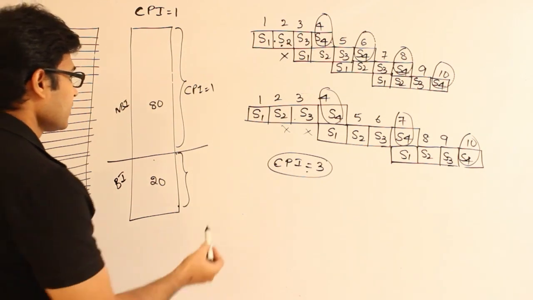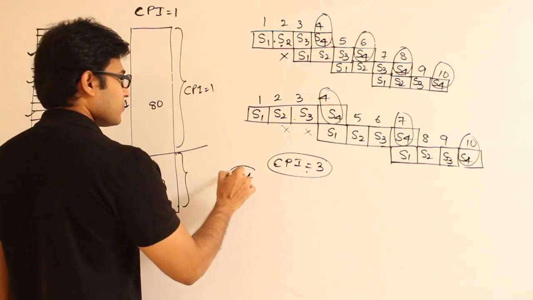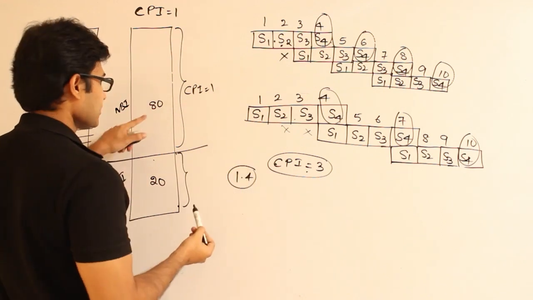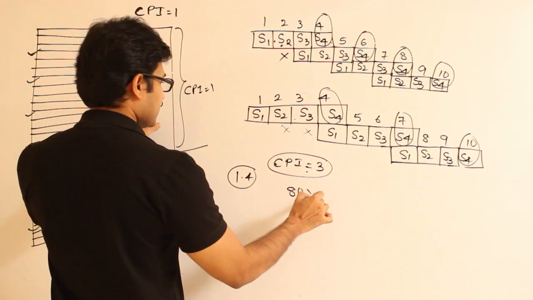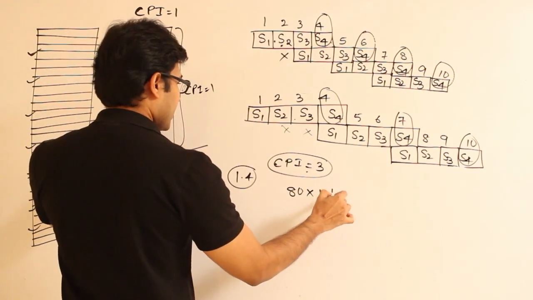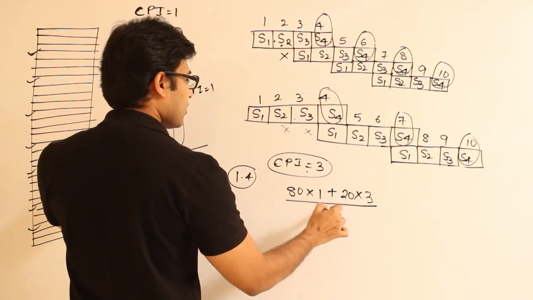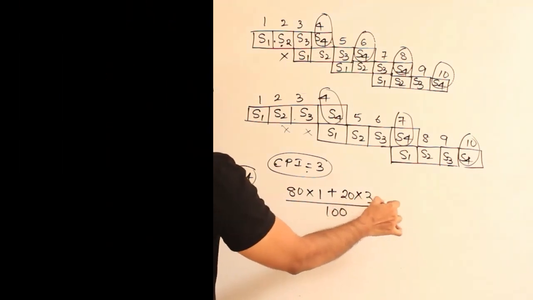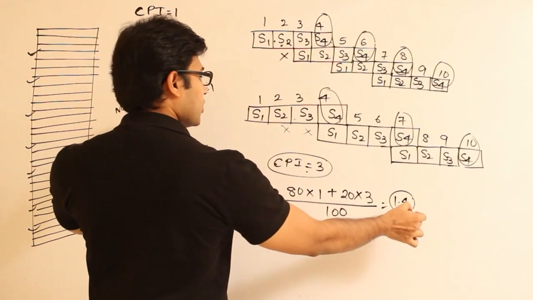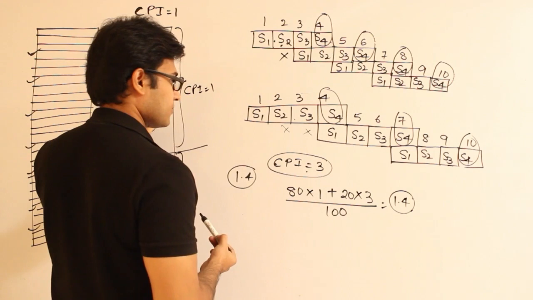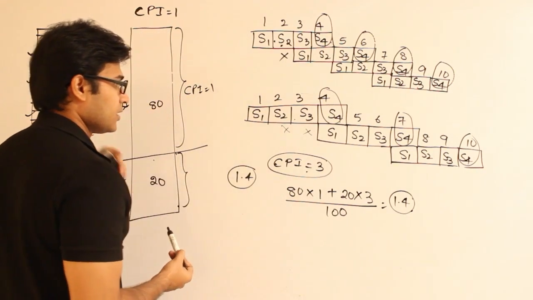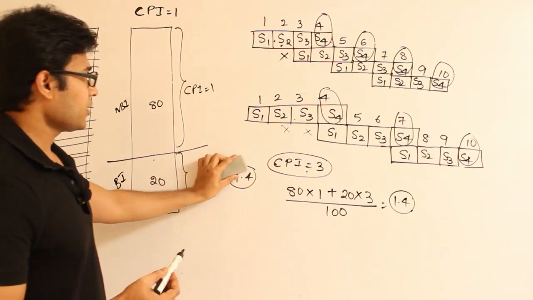I think you will get the answer as 1.4 if you substitute in the previous case, which is for 80 instructions the clocks is 1, and for 20 instructions the clocks is 3. Then out of total 100 instructions, what is it? It is going to be 1.4 clocks per instruction. Got it? So what about the other one?